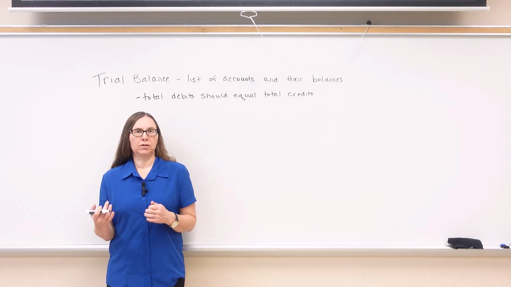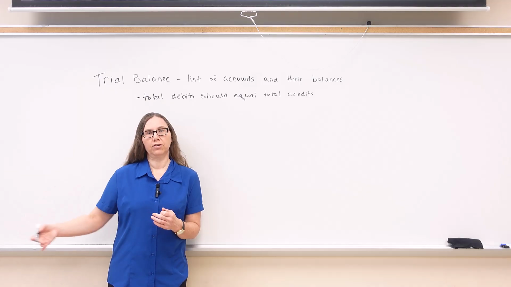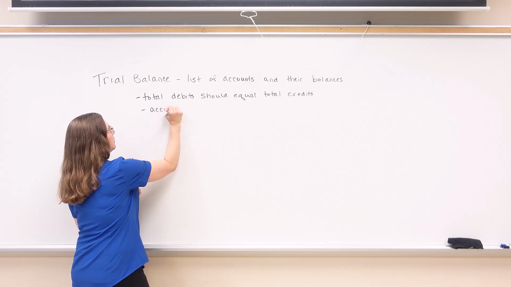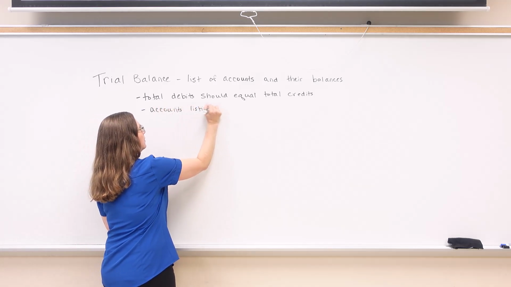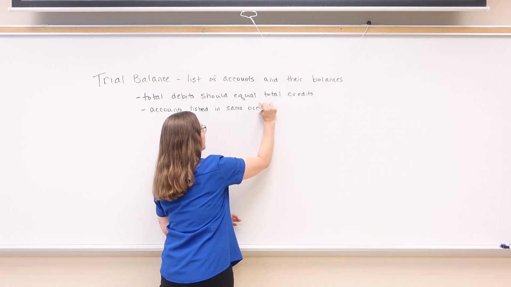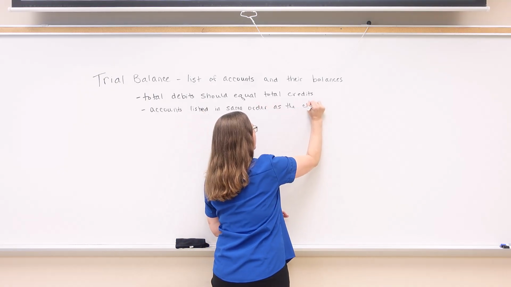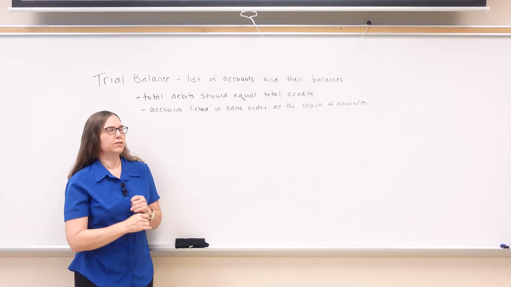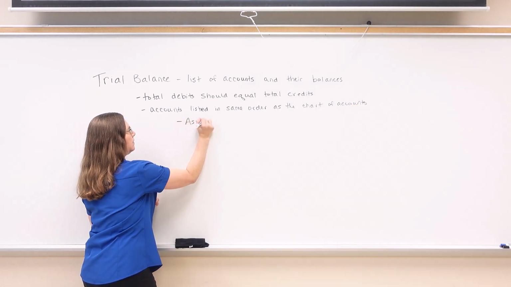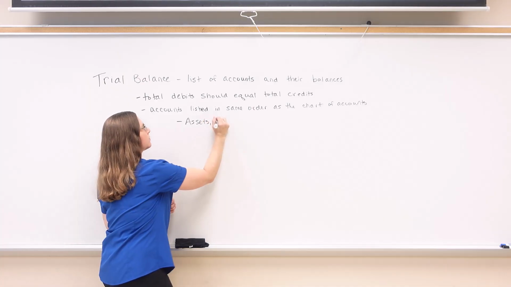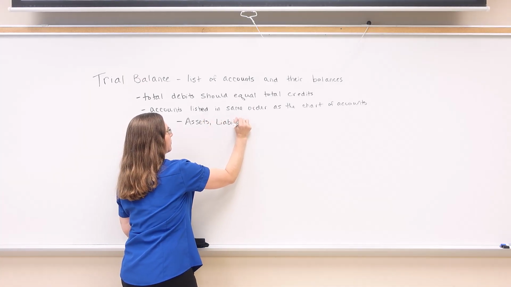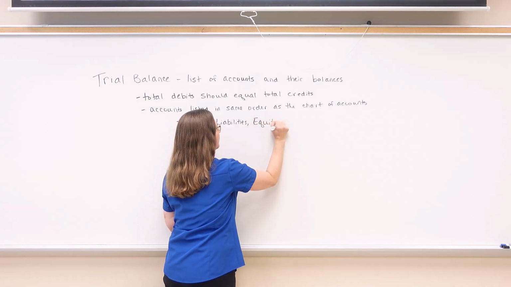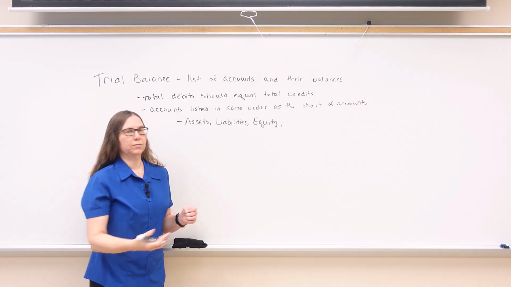And you're going to want to list your accounts in the order that they're in the chart of accounts. So you would have your assets first, then your liabilities, then your equity accounts, and then your revenues and your expenses.